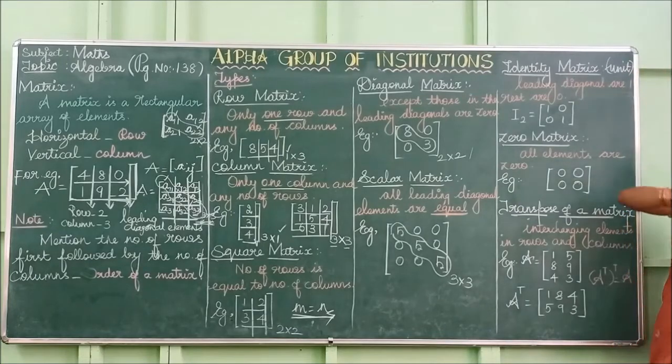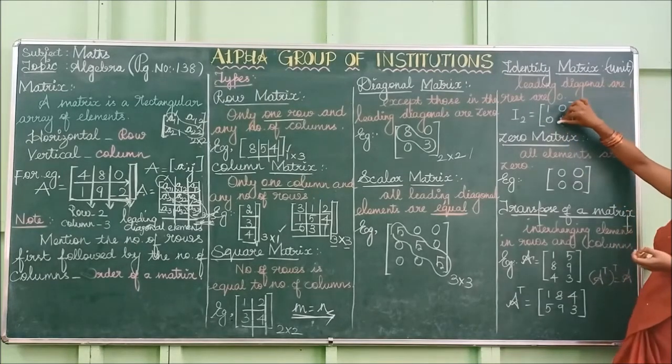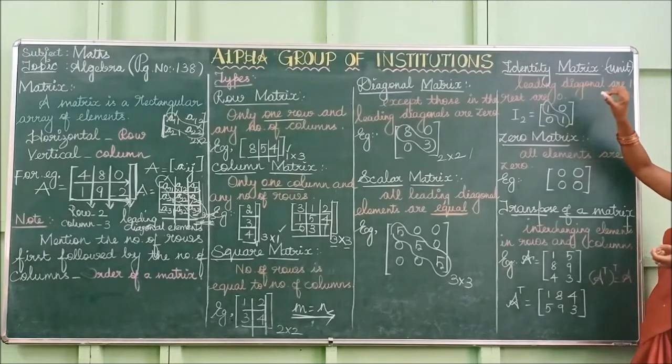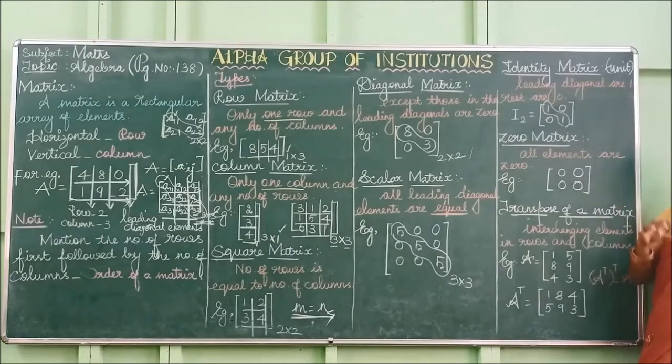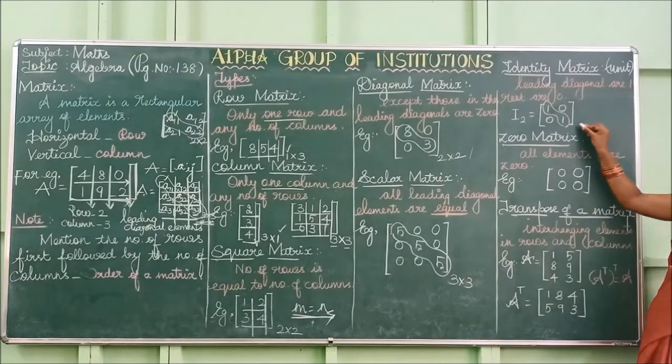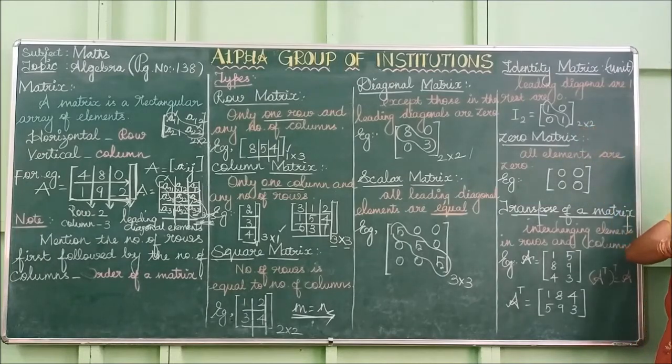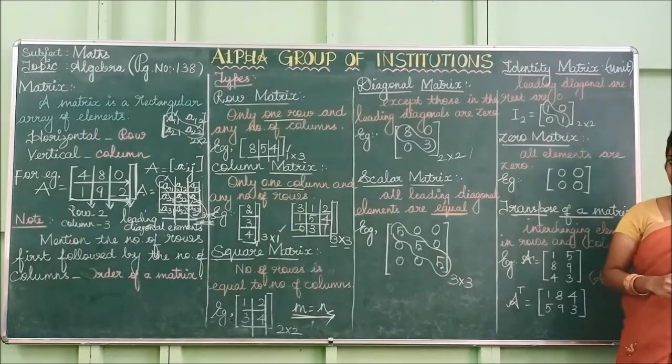Identity matrix is otherwise called a unit matrix. Why do we say it is a unit? Because the leading diagonal elements must be 1, and all others are 0. This matrix is of order 2 cross 2. So we can call this identity matrix a square matrix, a diagonal matrix, a scalar matrix and also a unit matrix.